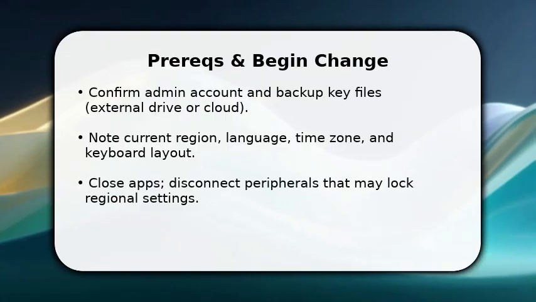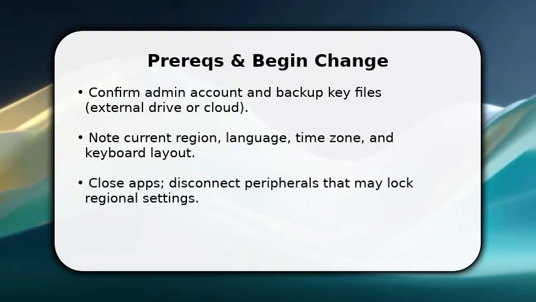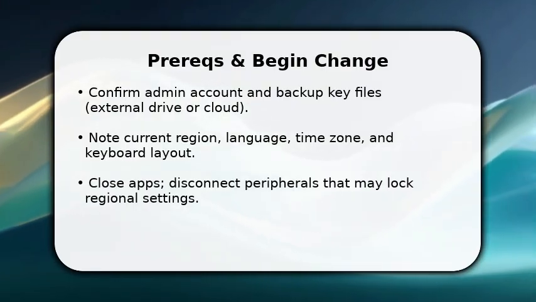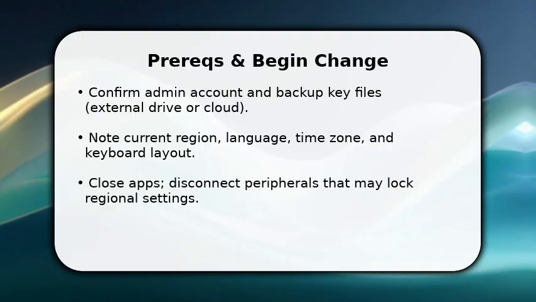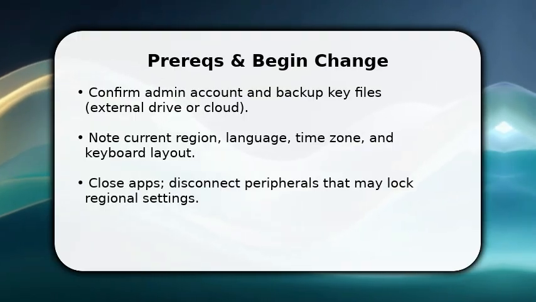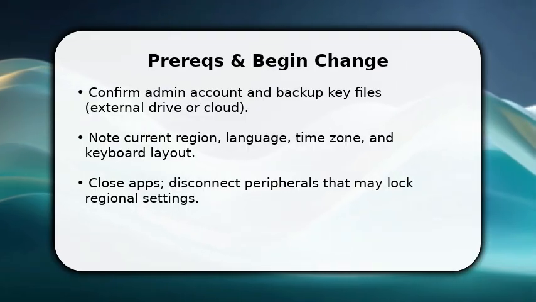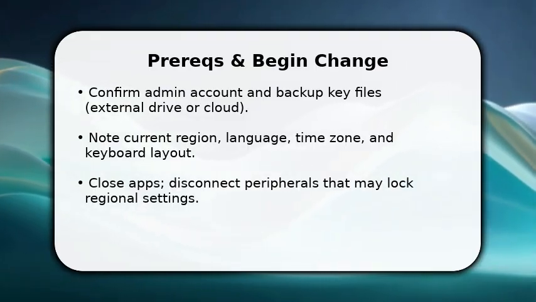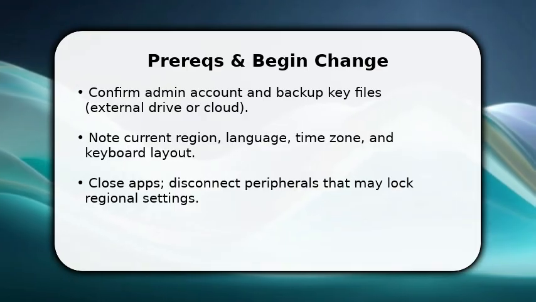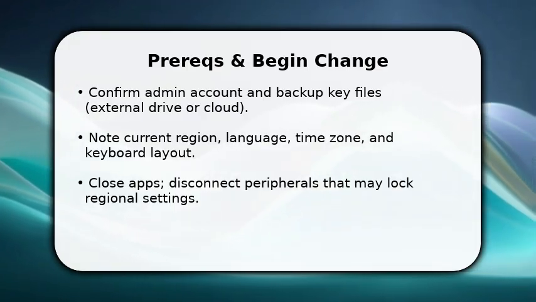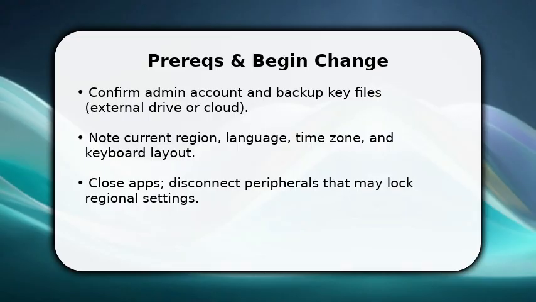You start by ensuring you have an admin account and a current backup. This prevents lockouts if something goes wrong. Once done, make sure you've noted your current region, language, time zone, and keyboard layout so you can restore settings if needed. Now open Settings or Control Panel on older systems and navigate to Region or Time and Language.